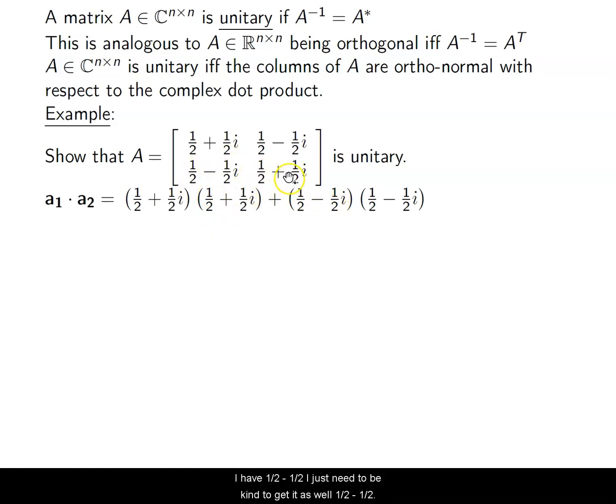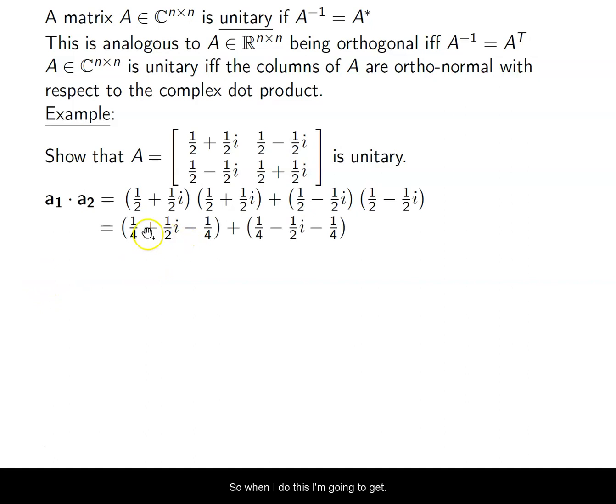This needs to be conjugated as well: 1/2 minus 1/2 i. Okay. So when I do this, this is a perfect square. This is a perfect square. If I square this, it is 1/4. If I square this, it is 1/4. And then multiply this and double it, gives me 1/4 times 2, which is 1/2 times i.